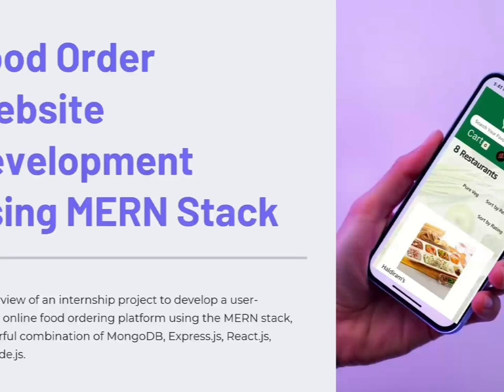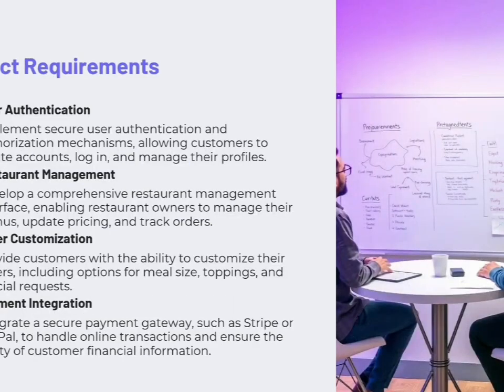Now, let's dive into the project itself. The project is about developing a user-friendly online food ordering platform using the MERN stack. Now, we will see the project requirements. The project requires implementing secure user authentication, developing an interactive restaurant management interface, providing order customization options, and integrating a secure payment gateway. The system architecture involves using React.js for the front end, Node.js and Express.js for the backend, and MongoDB for the database.